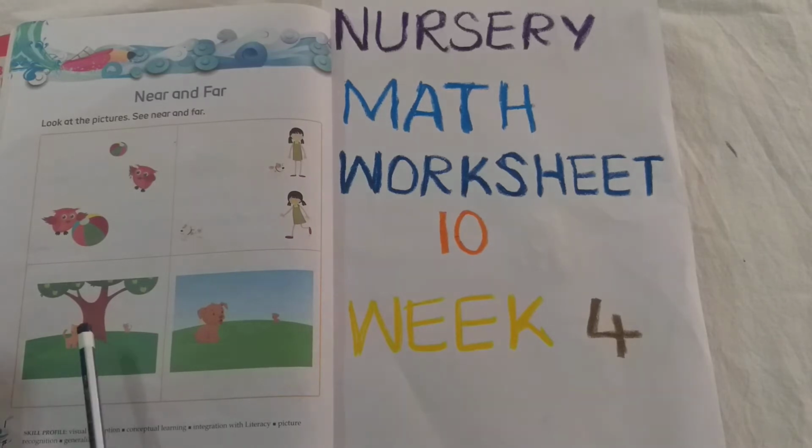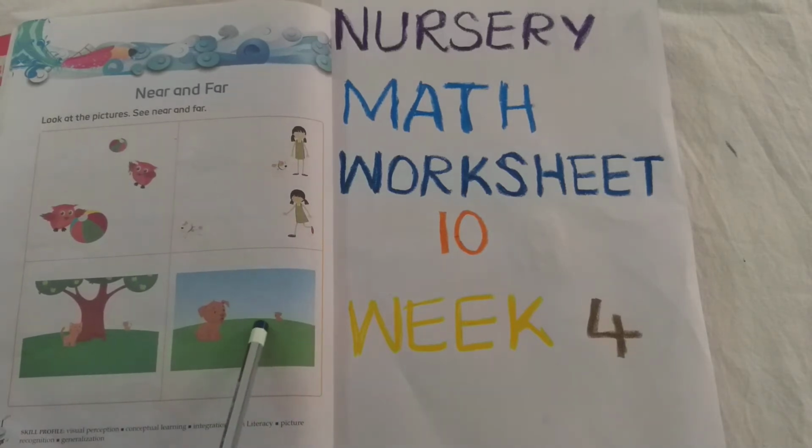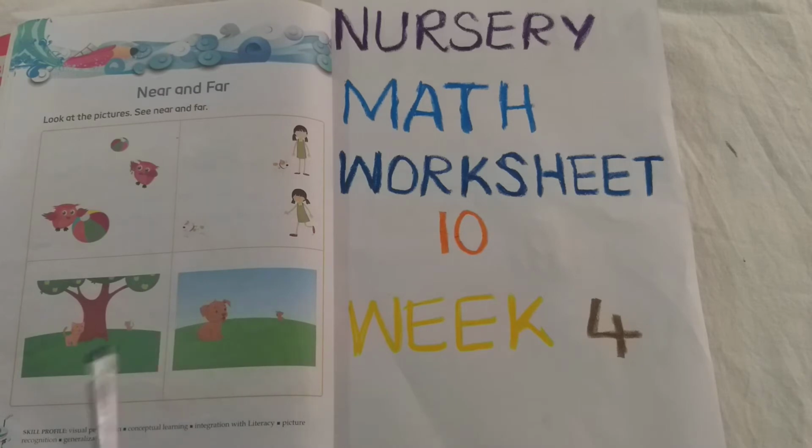I'll show you here. See this picture down, children. Here is the tree and there is one cat near the tree and one more cat far from the tree. This cat is so far from the tree and this cat is near the tree. In this picture the dog is so near and this dog is so far. So this is today's concept, children.